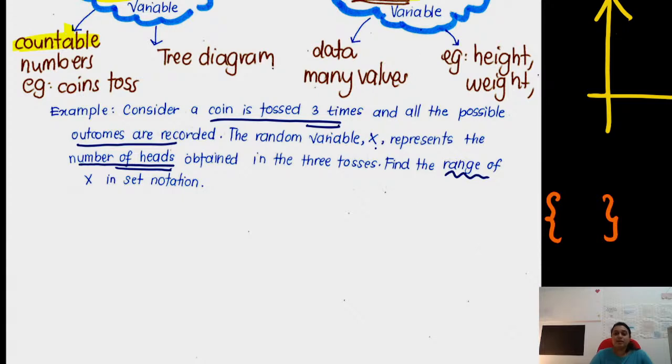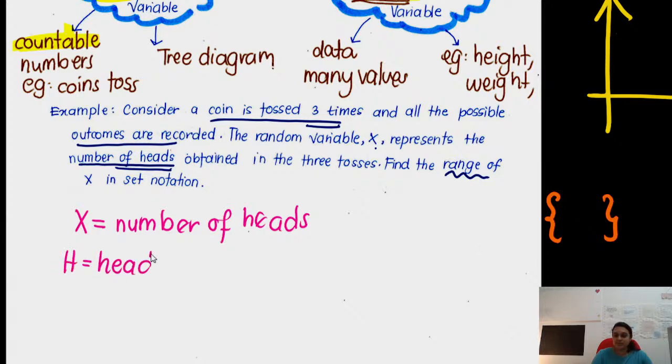First of all, let's write down. Here x is representing what? We know x is representing the number of heads. For heads, we are going to use the capital letter H, and T for tails. So you just write down first: H is heads, T is tails. Now, we are going to throw the coin 3 times, isn't it?